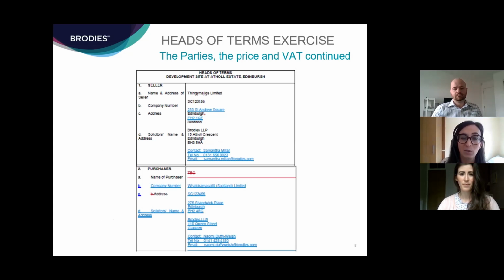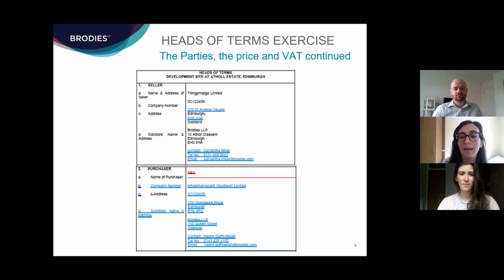This just allows us to populate the sale contract as quickly as possible, and it means that we don't have to come back to you at this point to try and clarify these details. We do appreciate that when putting together the heads of terms, the purchaser's details might not always be known, whether it's because the party is still in the process of being incorporated, or whether it's because the exact entity is still just to be confirmed.